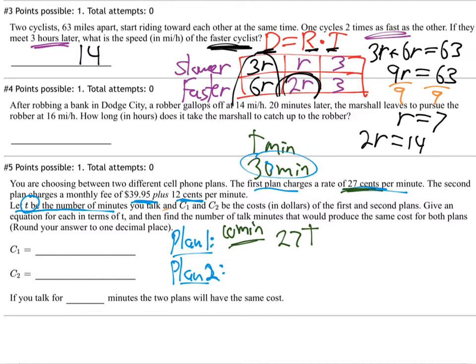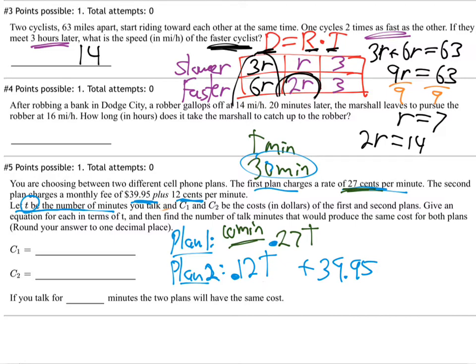Every one of us could figure out the bill there with our calculator, right? What would you do? 12 times the 30 minutes plus the $39.95. That's exactly right. So instead of 30 minutes, it's 12T. Oh, these are cents, so that should be 0.12, and the 27 should be 0.27. I forgot, those are cents. So put a decimal in front of those. There are the 2 formulas, C1 and C2. Does that make sense?